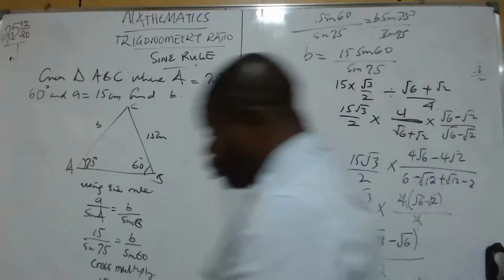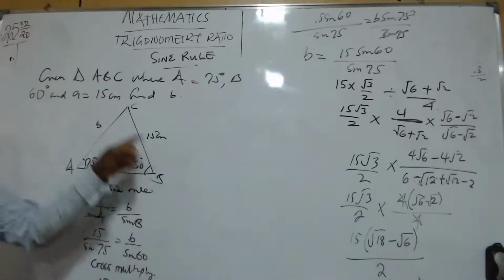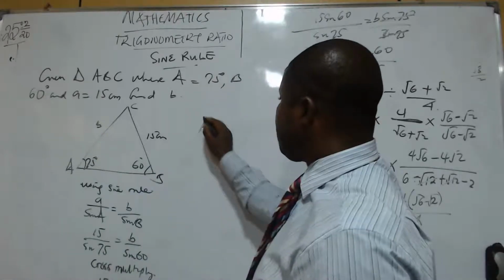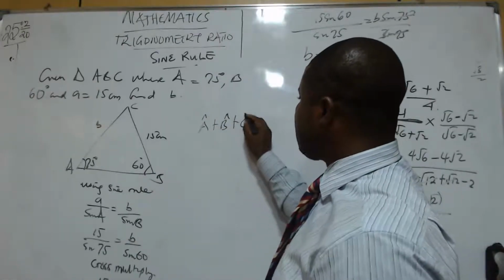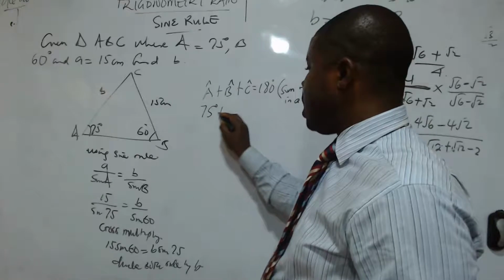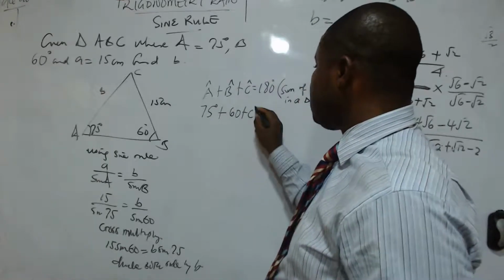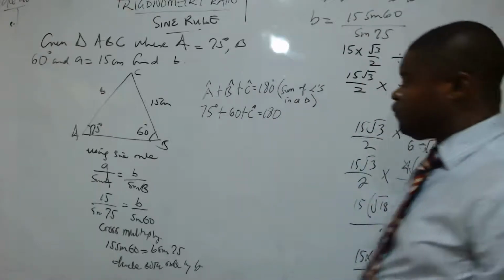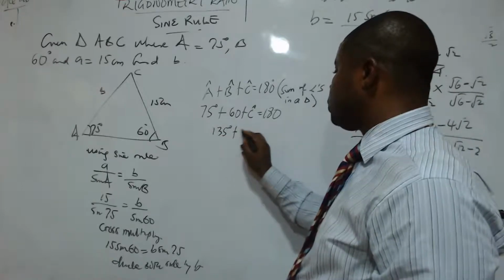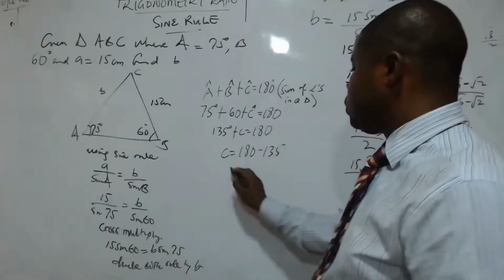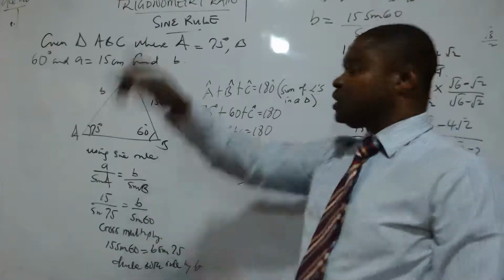Then most times they can ask now, find angle C. I don't need to go through all this to get angle C. How do I get angle C in this question? Angle A plus angle B plus angle C equals 180 degrees. We have our A as 75 degrees, our B as 60 degrees, our C we don't know. So this plus this will give us 135. So 135 degrees plus C equals 180. So C becomes 180 minus 135, which gives us 45 degrees. So that's it.